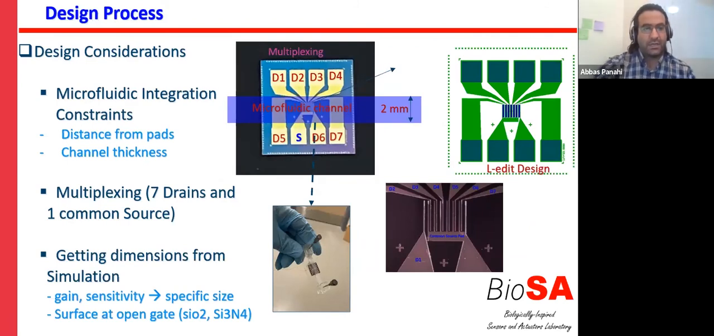In our design, we considered the integration of microfluidic from the first. For example, we considered the distance from pads and also the channel thickness to have a microfluidic channel on top of the sensor. And also in our design, we tried to do multiplexing. For that purpose, we designed 7 drains and 1 common source, as you can see in the picture. That helped us to have better analysis of cell attachment on different parts of the sensing area. And also we use simulation before fabrication to get some dimensions and sizes to estimate gain and sensitivity for having a better design. Next slide, please.